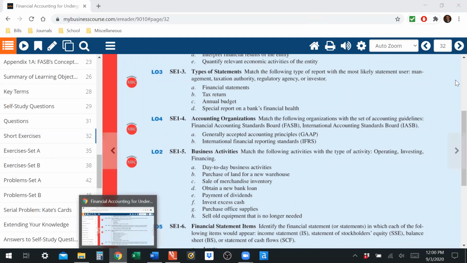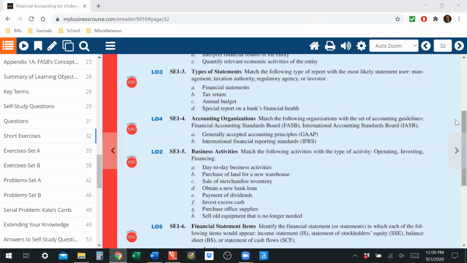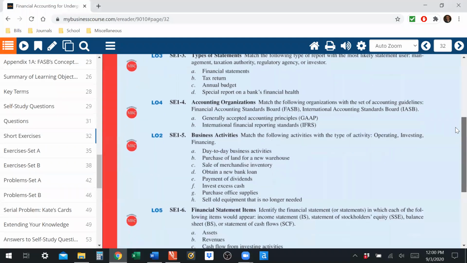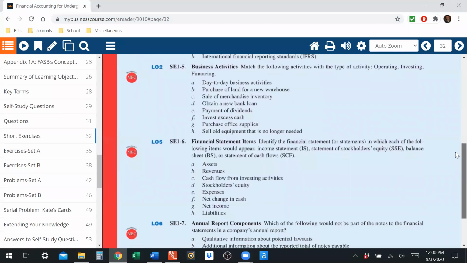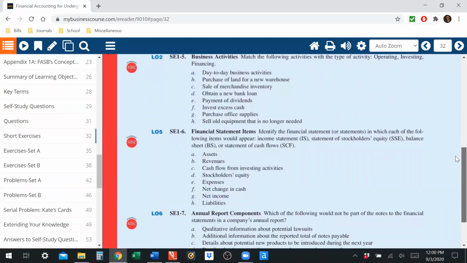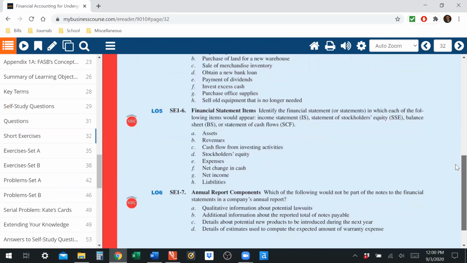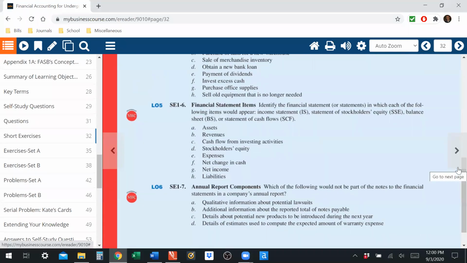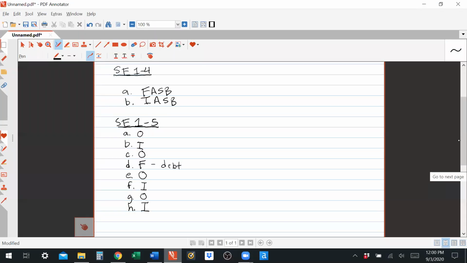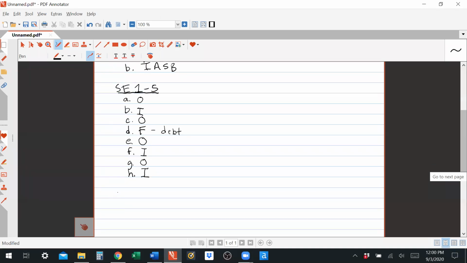Thank you all for engaging in this process of going through some of these exercises. This is good. All right, let's do SE16. We had a couple more questions. Let's see what they are first.